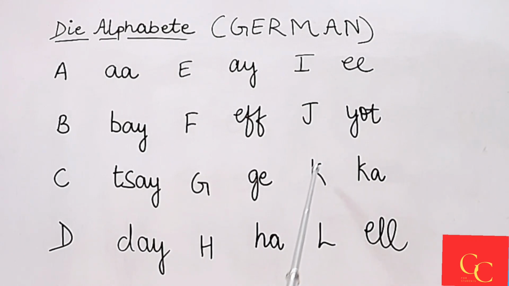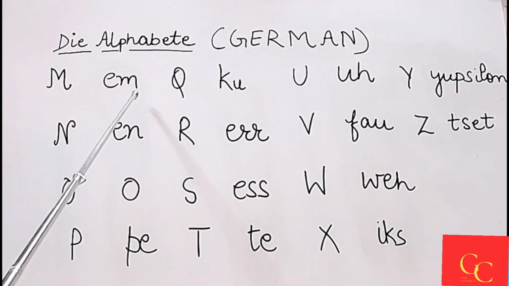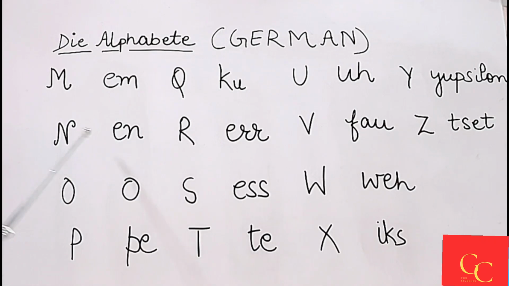K is car. Car. L is pronounced as L. L. M is pronounced as M. One more time. M. N is N. N. O is O. O. P is pay. Pay.